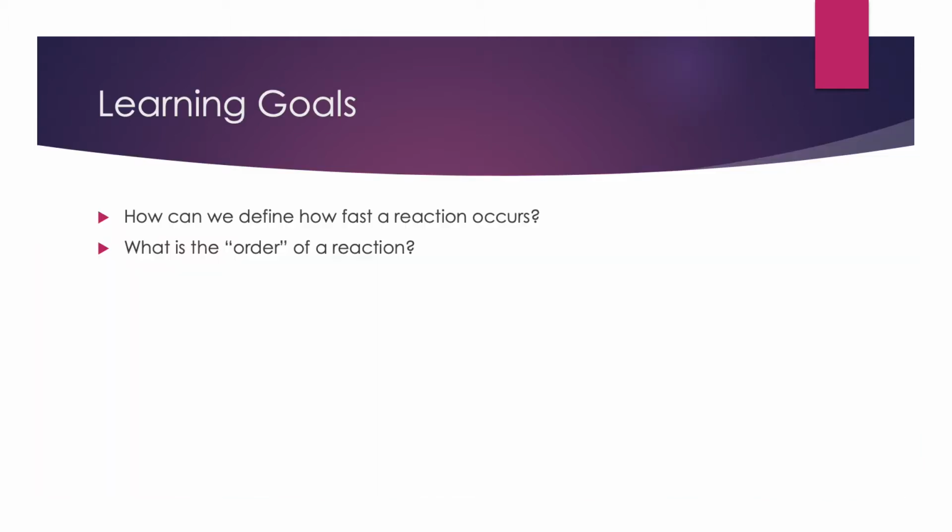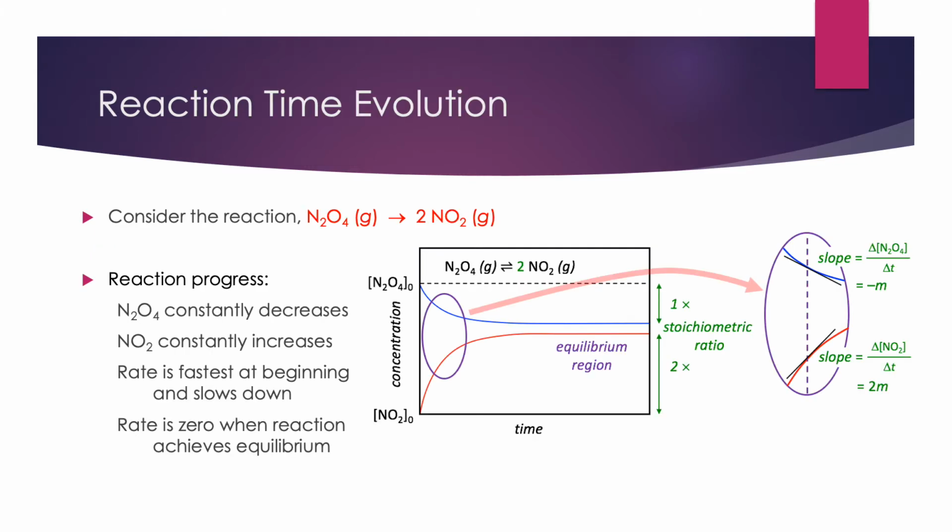We're going to have as learning goals how we can define how fast a reaction occurs, and part of that definition is going to involve defining something called the order of a reaction, and we'll talk a little bit about what that means and how we can identify it. So let's get started. When we talk about a reaction, in order to understand something about how fast it occurs, we need to understand how it evolves in time.